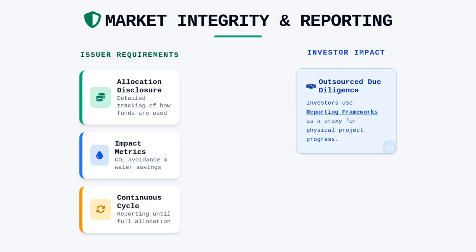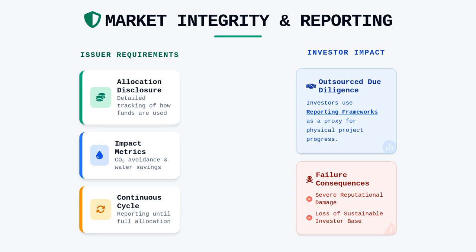When an investor purchases a green bond, they are essentially outsourcing the due diligence of environmental impact to the reporting frameworks the issuer has adopted. If the issuer fails to meet these reporting standards, they risk reputational damage and the loss of access to the segment of the investor base that mandates specific sustainability disclosures. Consequently, the relationship between the issuer and the investor is defined by this ongoing flow of data, which serves as a proxy for the actual physical progress of the underlying projects.